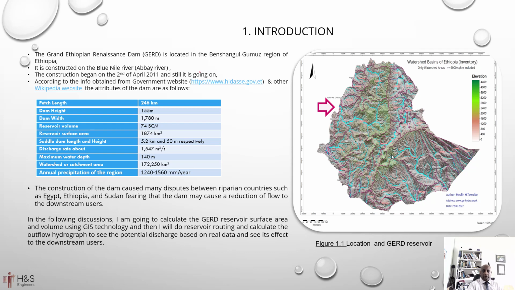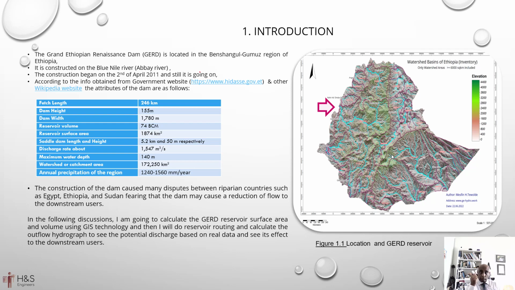For example, the fetch length, I mean the stretch of the reservoir behind the dam, is around 246 kilometers. It's like a small country. It's very, very long, you know. And the dam height is 155 meters, including the freeboard, the top level, the crest level of the dam. And the dam width, the main dam, is 1.8 kilometers.